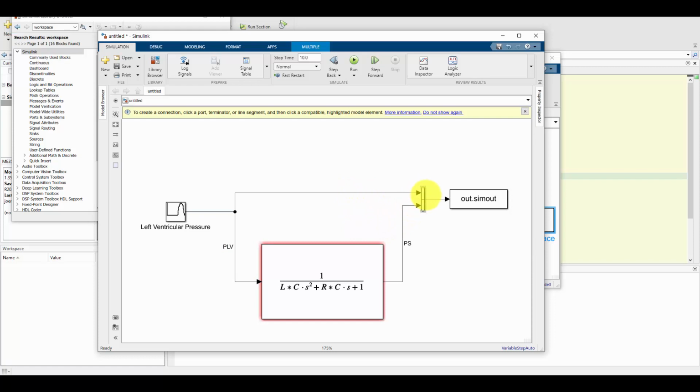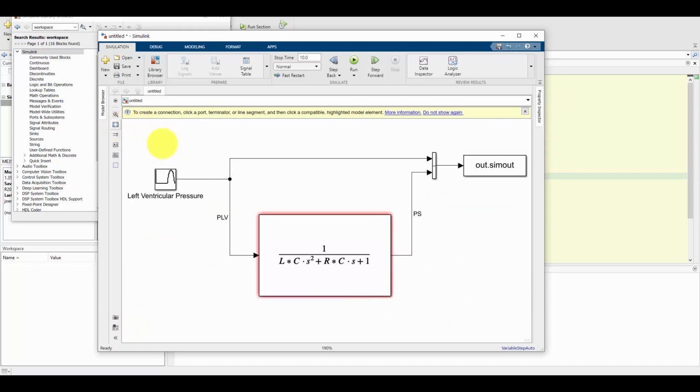So we'll see what happens here is the vector concatenate is taking these two different data streams, the PLV and the PS, and it's going to mash them together into something called SimOut. And then when I run it, SimOut is going to show up in my workspace and I will be able to work with it.